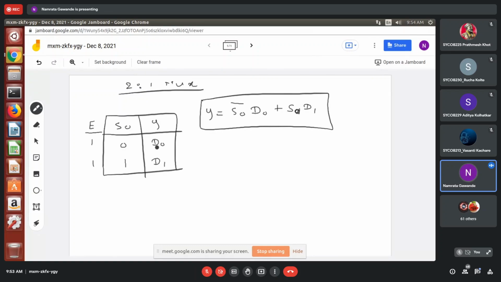S0 bar into D0 plus, we need to take ORing of that. So S0, why? Because it is 1, so it is S0. 0 represents bar. We are considering sum of product. S0 into D1. Now with this, I can form a circuit. We know that D0 and D1 will be required. One input is D0, another one is S0 bar.